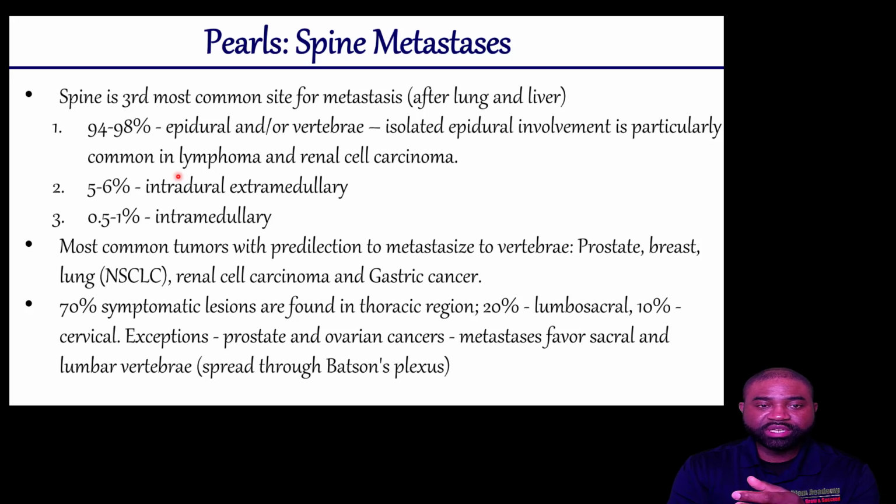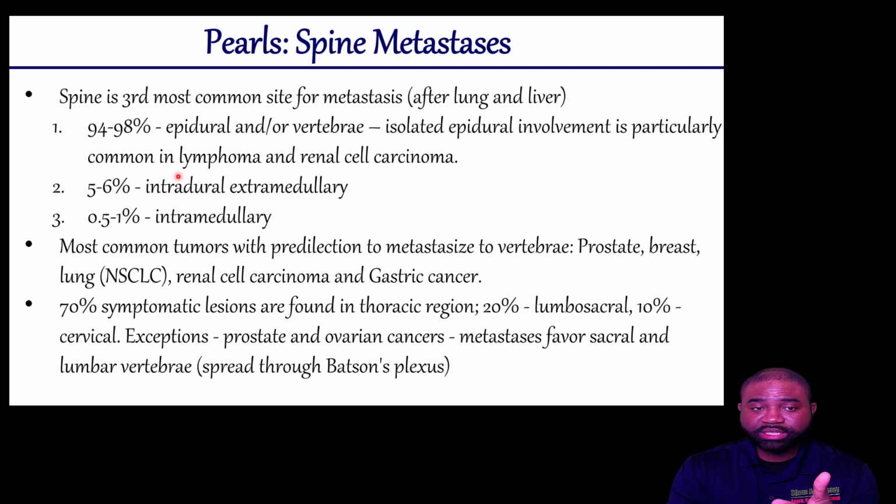About 70% of symptomatic lesions are found in the thoracic region. Obviously, that's reasonable because the thoracic spine is the longest, with 12 vertebrae. Then 20% are in the lumbosacral region, and 10% in the cervical. Now, the exception here is that prostate and ovarian cancer metastasis typically favors the sacral and lumbar spine, usually spreading through the Batson plexus, and also because of close proximity.